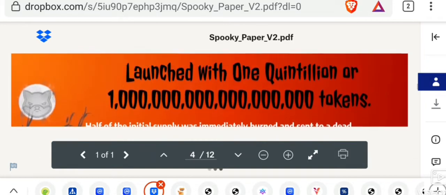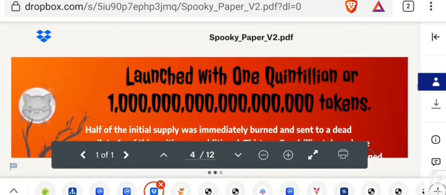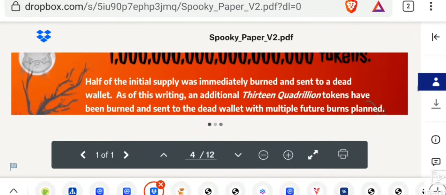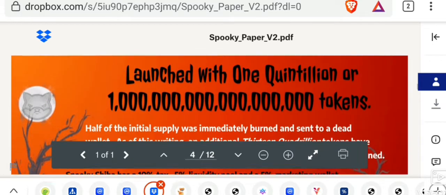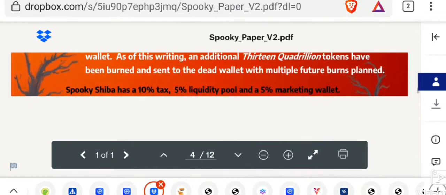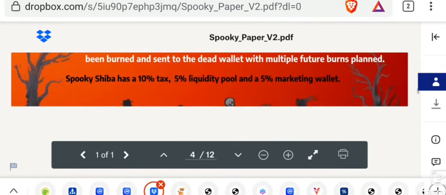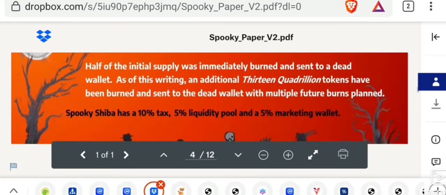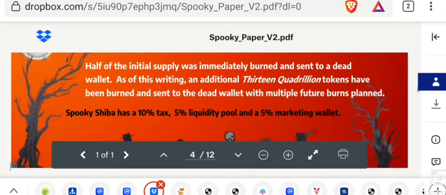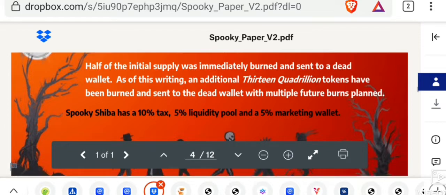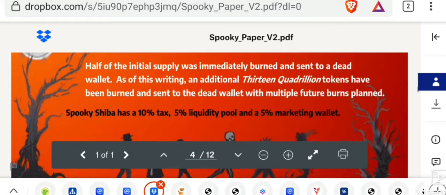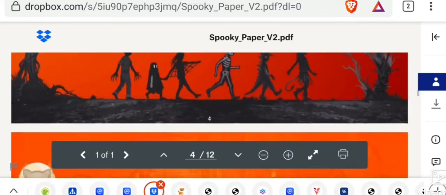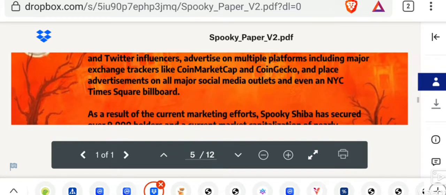Launched with 1 quintillion tokens. It's a lot of tokens. I believe Shiba might be 1 quadrillion, 1,000x less, maybe. So 10% tax, 5% liquidity pool, and 5% marketing wallet. 13 quadrillion tokens have been burnt and sent to the dead wallet with multiple future burns planned. So you burn your tokens, you create scarcity.